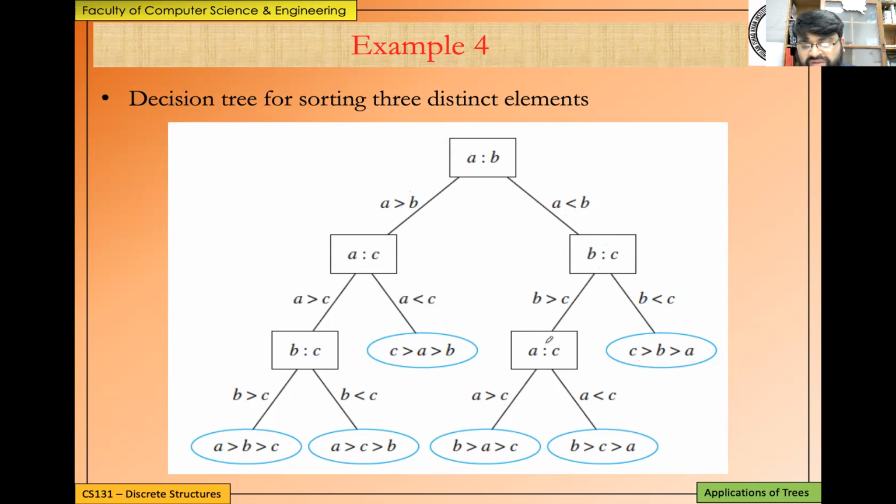In this case, again, you compare A and C with themselves. If A is greater than C, then B is greater than A is greater than C. If A is less than C, then B is greater than C is greater than A. Similarly, you can draw a decision tree for sorting 3 distinct elements, just by traversing through the tree, making the right comparisons and coming up with the corresponding solutions. There are 6 different possibilities if you compare A, B, and C, and all of these are represented as leaves in this decision tree.